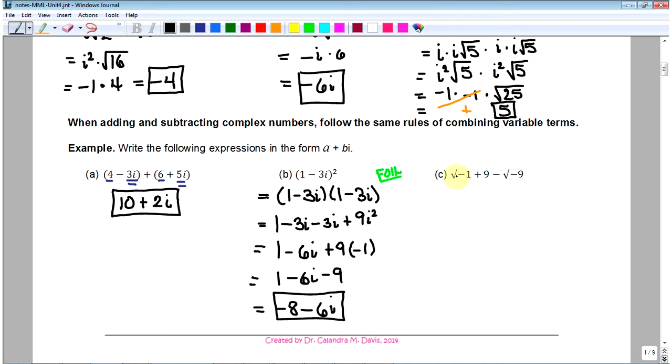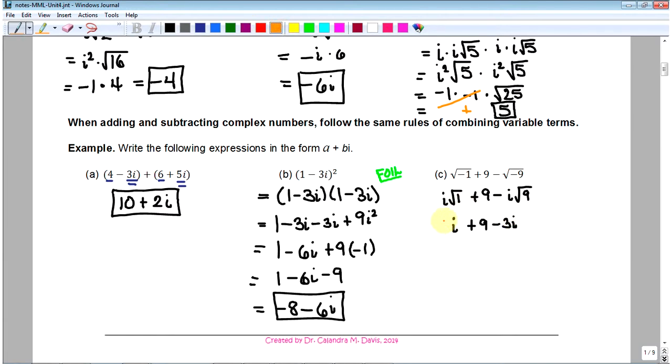Our last example, we see that we have some square roots with negatives underneath, so I know I need to get those in terms of i. So the first radical I can rewrite as i times the square root of 1, plus 9, minus, to bring the negative out of the square root, it becomes an i, and we're still left with 9 under the radical. The square root of 1 is just 1. 1 times i is i. I still have my plus 9. The square root of 9 is 3, so i times 3 is 3i.